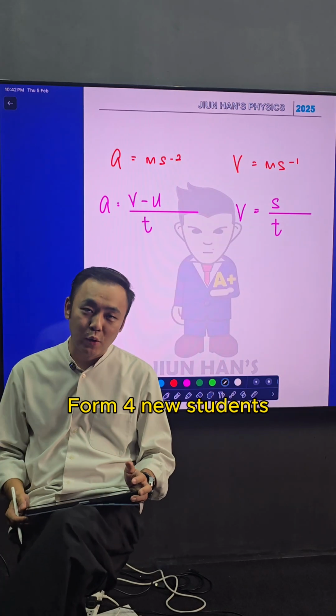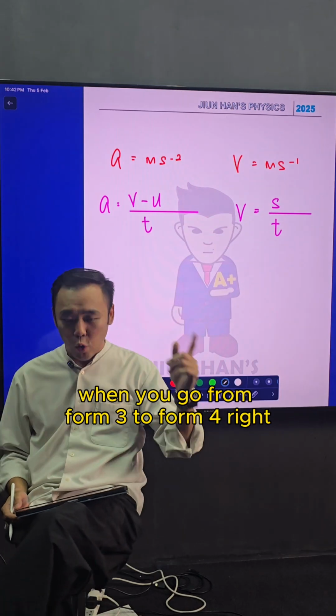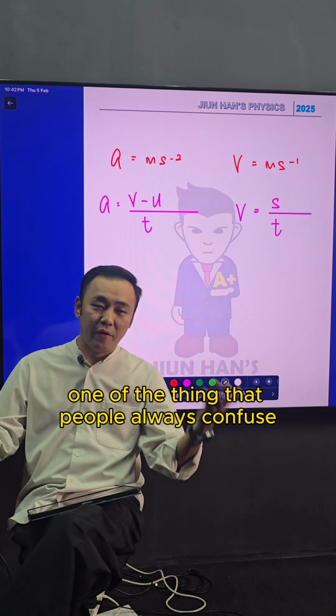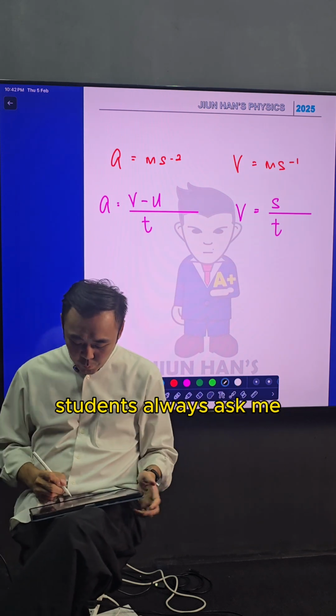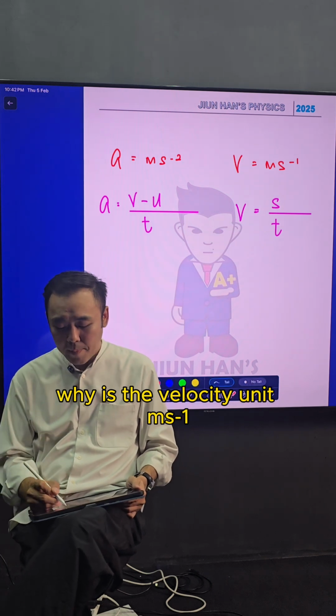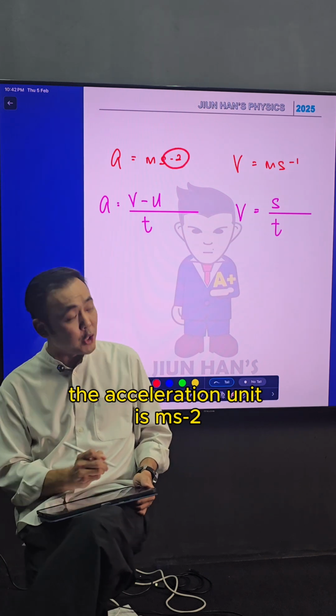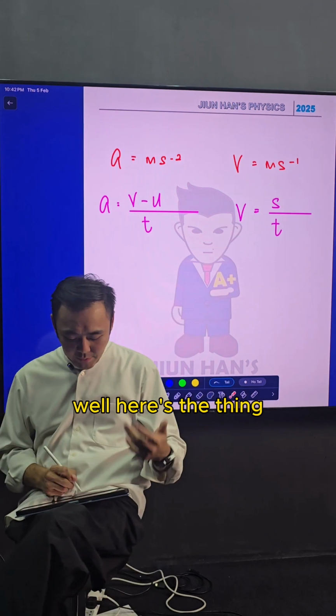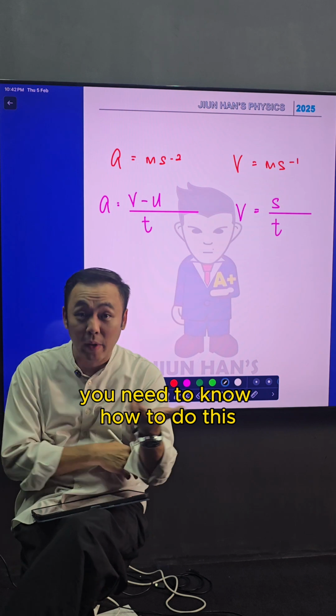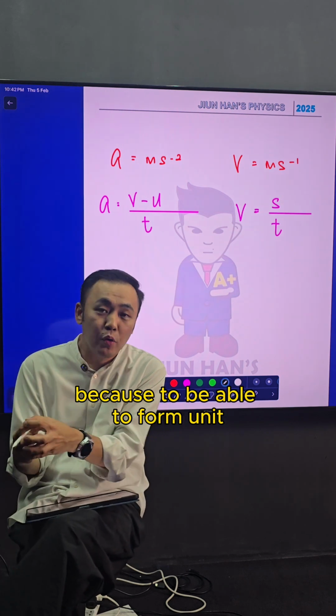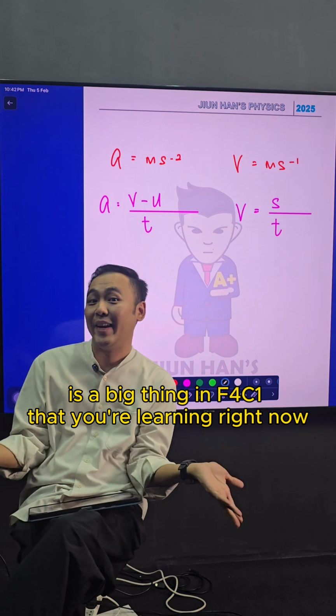Okay, now Form 4 new students, this is one of the questions I get asked a lot. When you go from Form 3 to Form 4, one of the things that students always confuse, they ask me, hey, why is the velocity unit ms^-1, but then the acceleration unit is ms^-2? Well, here's the thing. You need to know how to do this for one simple thing, because to be able to form units is a big thing in chapter 1 that you're learning right now, am I right?